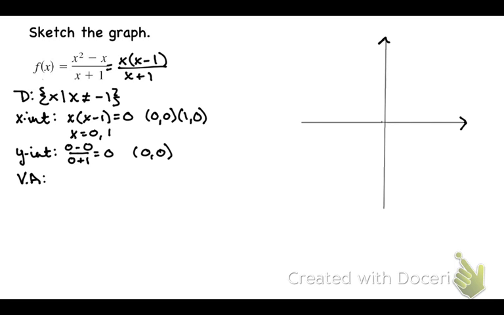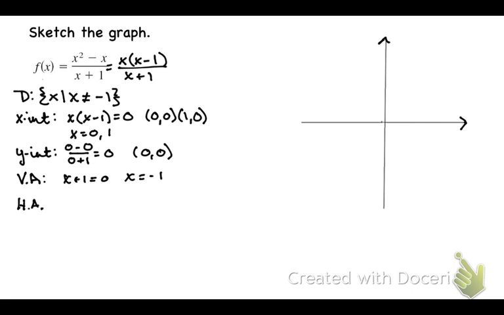Okay, so when you set your denominator equal to 0, I get x plus 1 equals 0, and so x equals what? -1. That's the vertical asymptote. Now, horizontal asymptote.